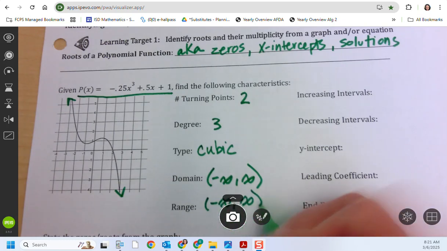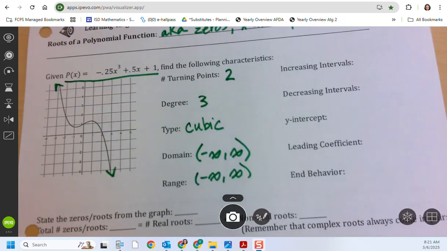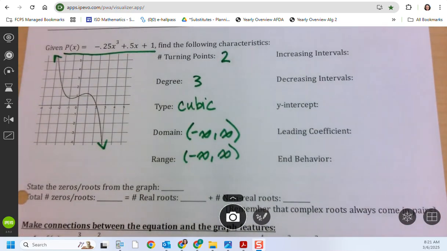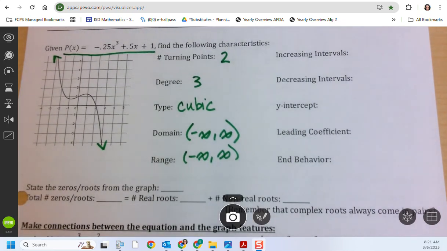Does it matter what order you put your infinities? Yes. You always have to put the smallest number first and then the largest, so that would be negative infinity and then positive infinity. It's never going to be switched.